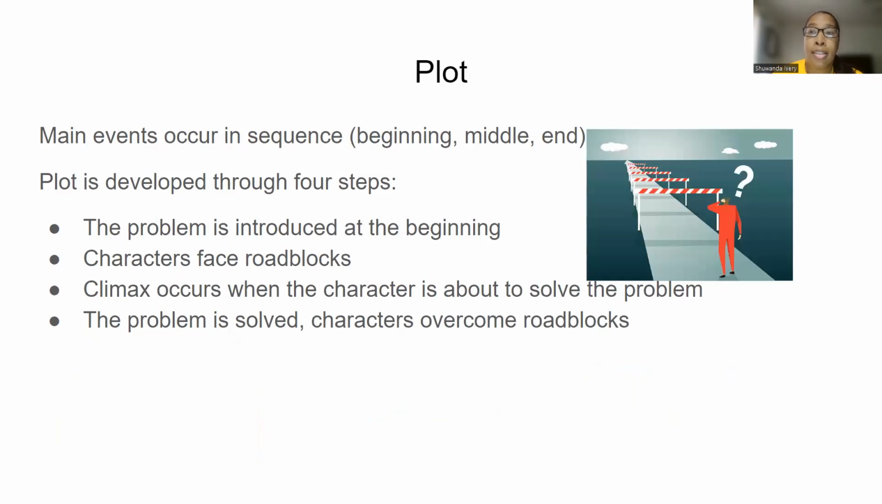The plot is another important element of a narrative. The plot is the main events occurring in sequence: beginning, middle, and end. The plot is developed in 4 steps. The problem is introduced at the beginning. The characters face some type of roadblock or problem. The climax occurs when the character is about to solve the problem, and then the problem is resolved, and the characters overcome the roadblocks.